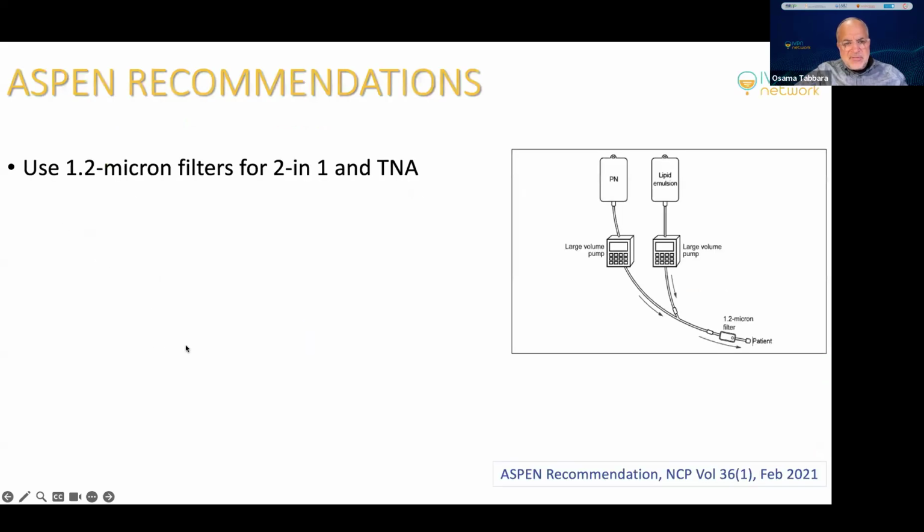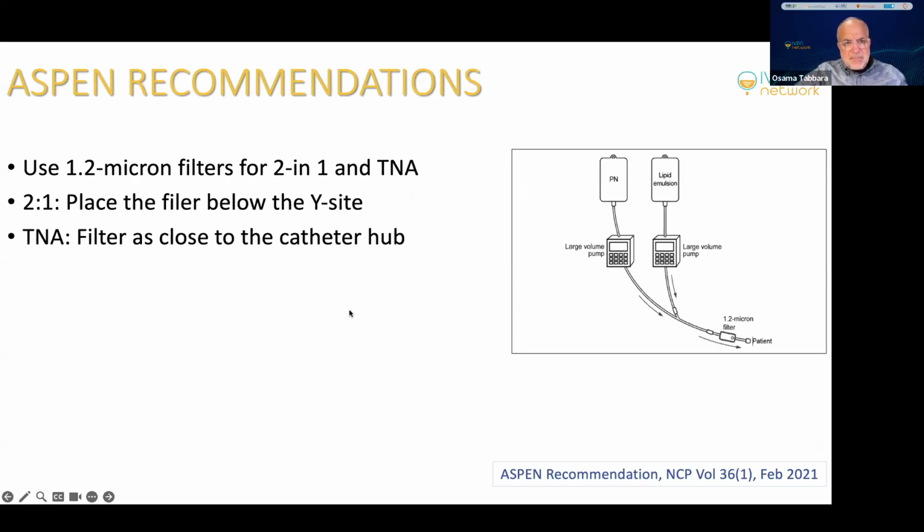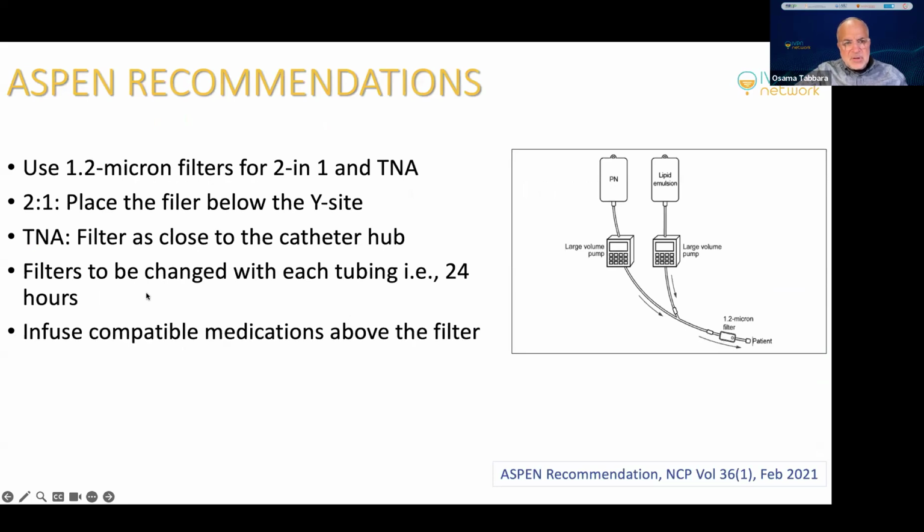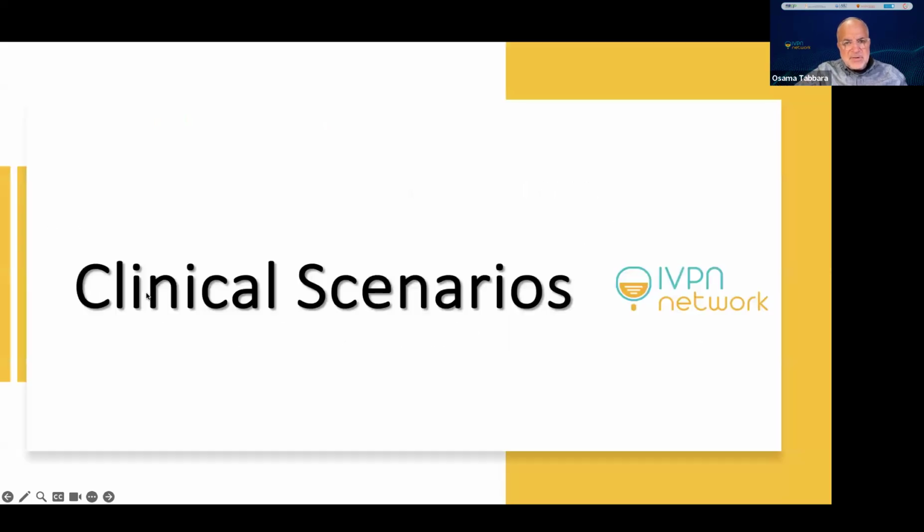It reduces the chance of phlebitis. So what we do, we put the filter as close as possible to the patient. It's distal to the infusion pump. So we place it below the Y site, with the filter as close to the catheter hub, and the filter is to be changed with each tubing every 24 hours.